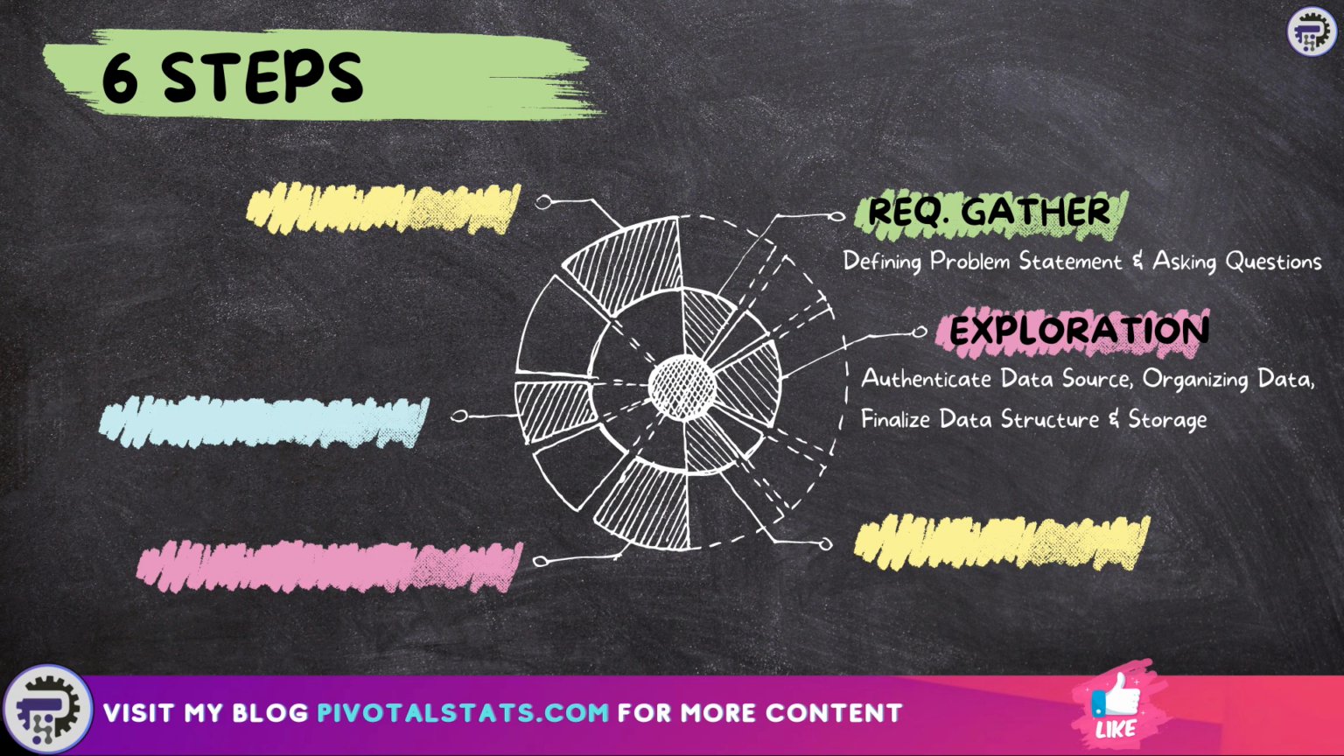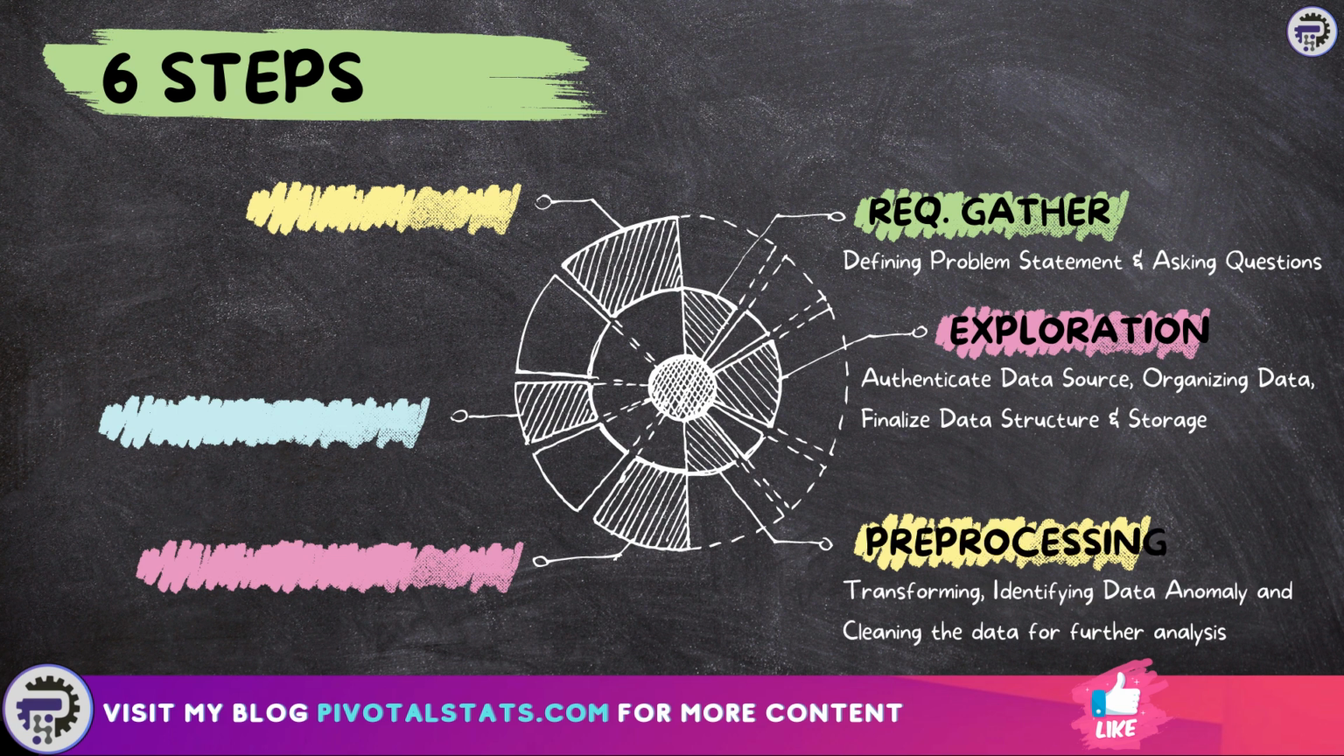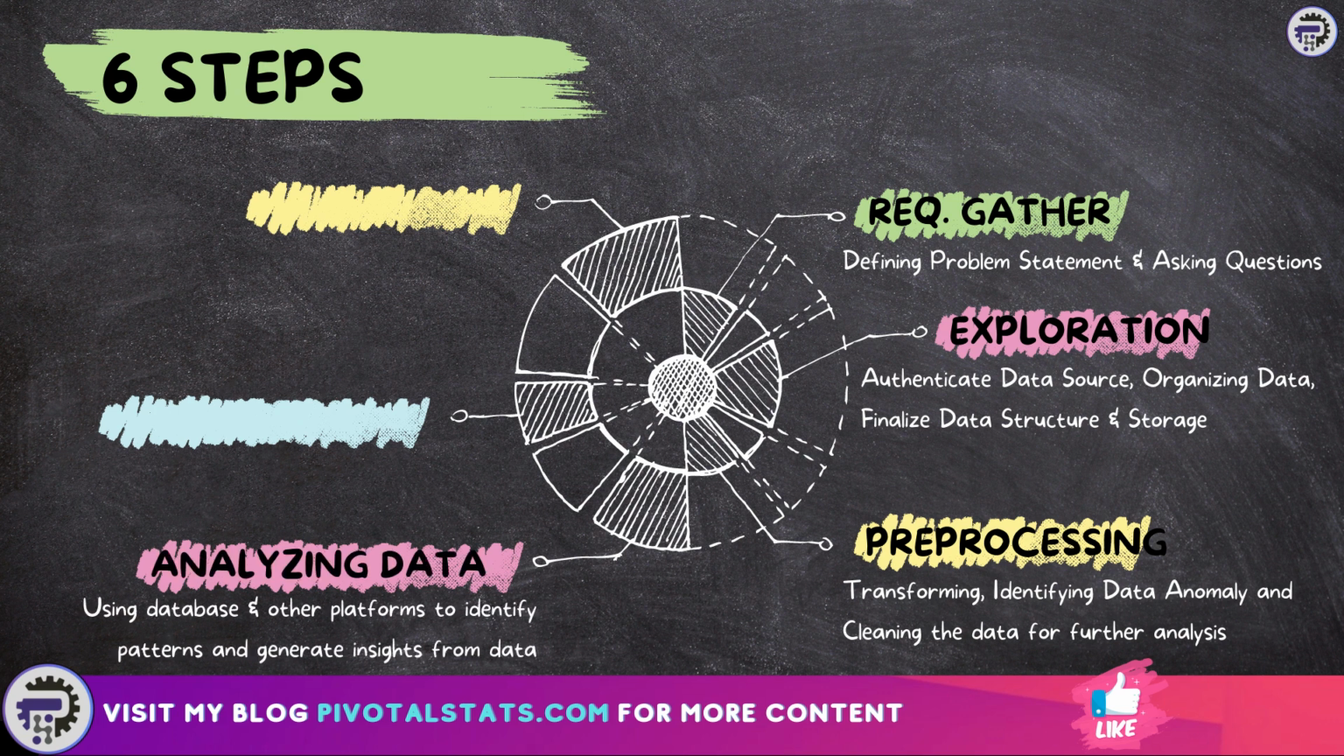The third step in the data analysis process is pre-processing your data. In a real-world scenario, your data will consist of many data anomalies and many hidden issues that you might not be aware of while first looking at your data. So it's important to grill your data set using multiple processes like data transformation and data cleaning to identify and remove data anomalies. The fourth step in this process is analyzing your data.